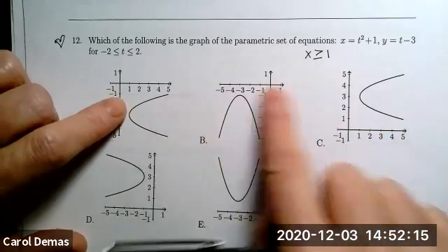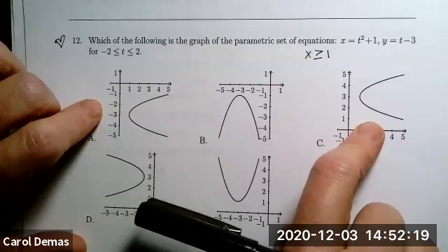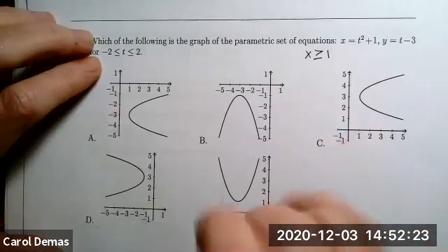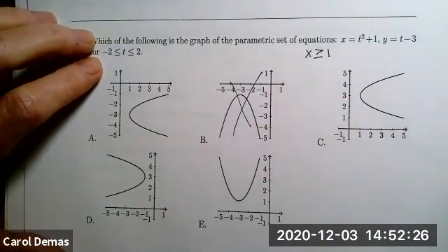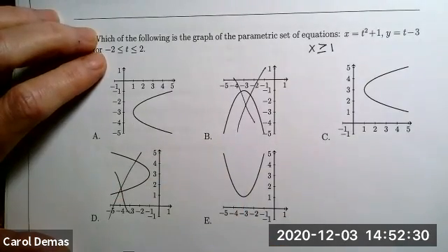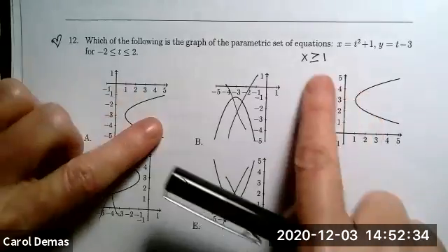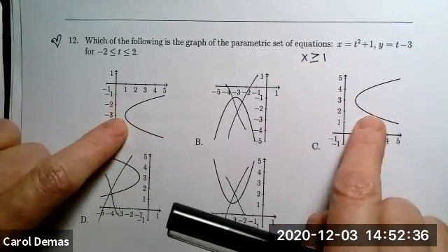Okay, now can you see these graphs and which ones can you throw out? If x is always greater than or equal to 1, which one can you throw out? Yeah, you can throw out B. What else can you throw out? Yeah, you can throw out D, and you can throw out E. The only ones that fit for x are A and C.